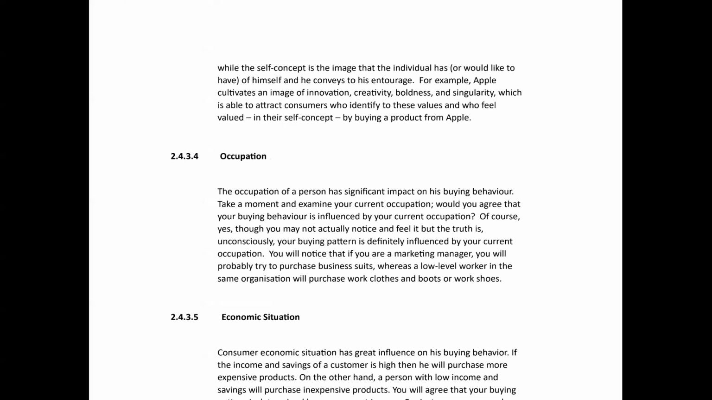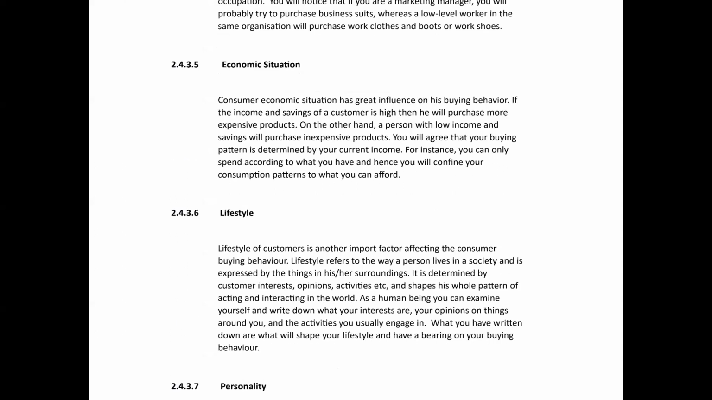Occupation also influences our buying behavior. So the occupation of a person has a significant impact on their buying. You can examine the current occupation of the person, and you will really agree that the occupation, what a person does, really impacts or influences what they buy. And the economic situation around does influence that.